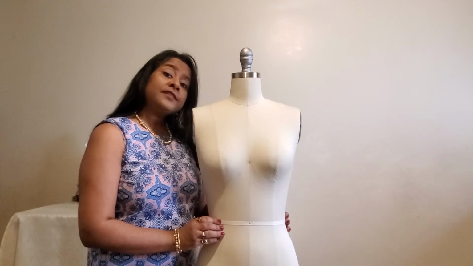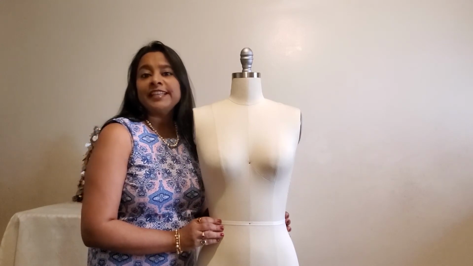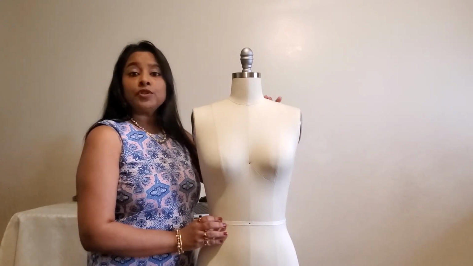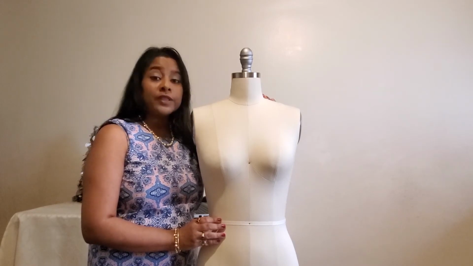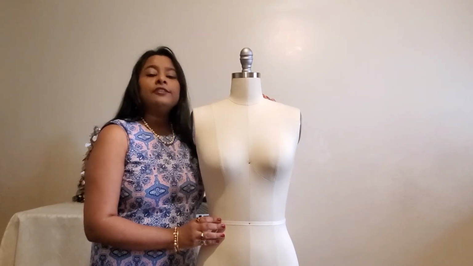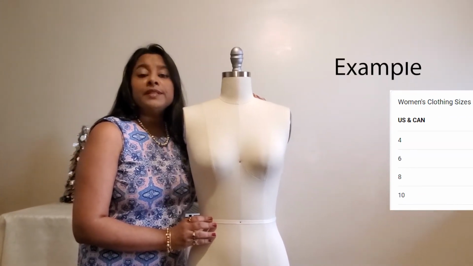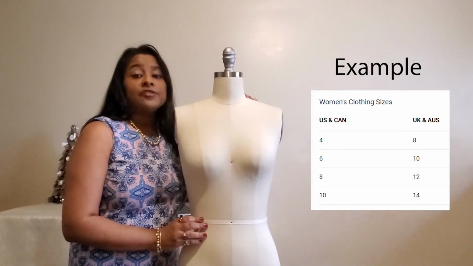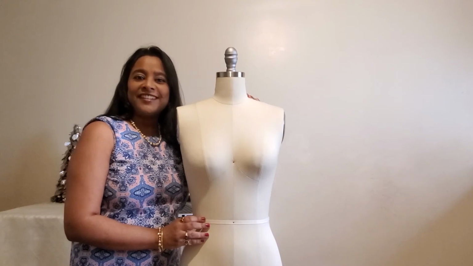So there are different sizes of dress form like 6, 8, 10, 12, 14, 18. I'm going to work with you on the US size 6. One thing I would like to share about the form is that every country sets their own standard based on their regional concept of the ideal figure.